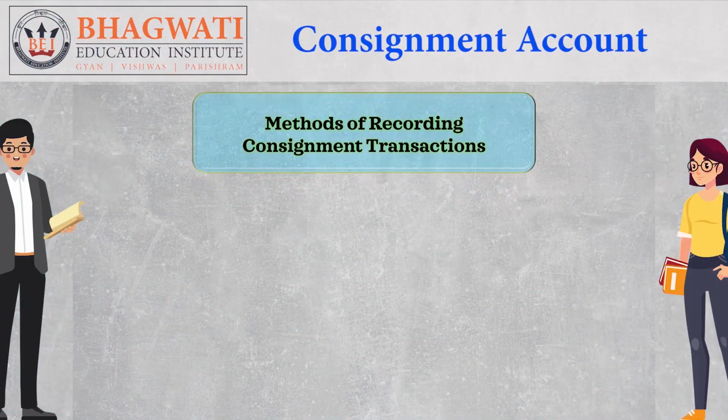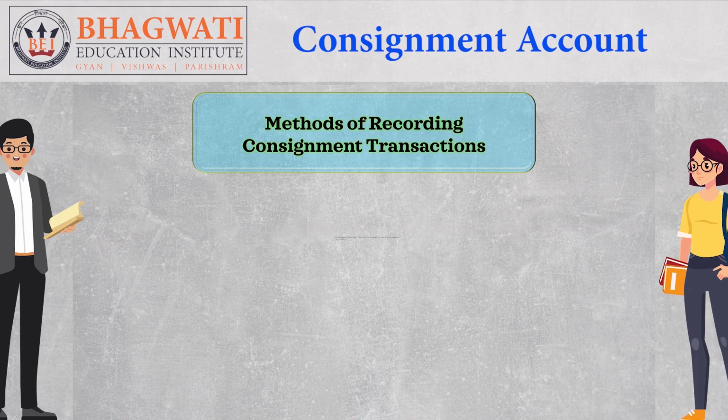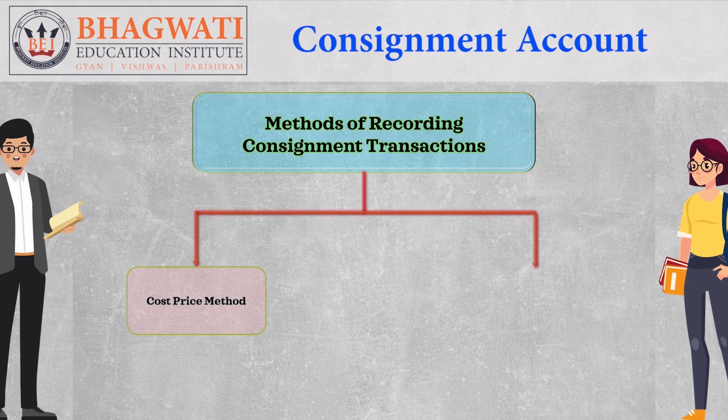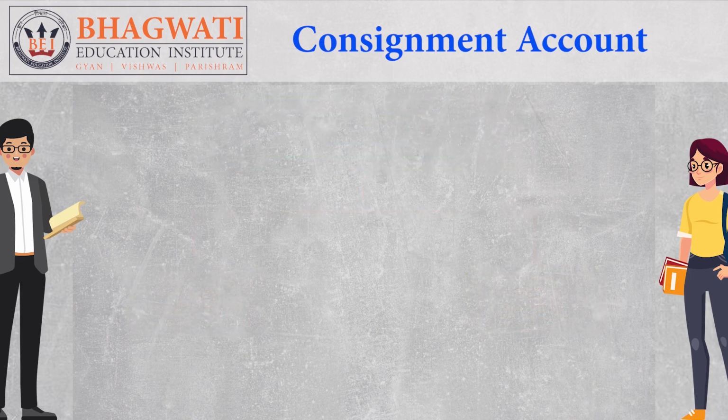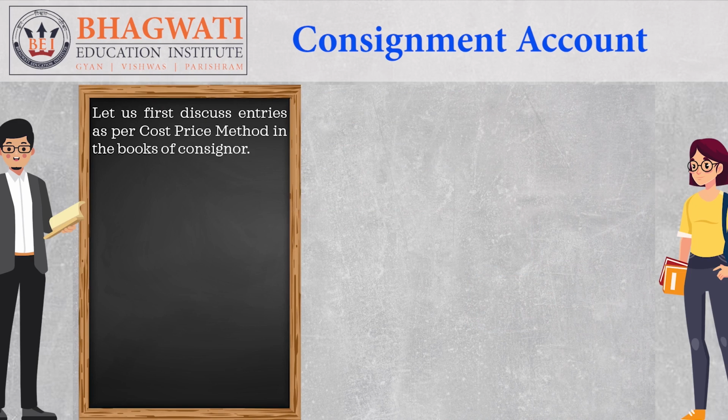Now let us discuss the methods of recording consignment transactions. In the books of consignor, we have two methods of recording consignment transactions. First one is cost price method and the second one is invoice price method. What the invoice price method is, we will discuss later on. Right now, let us start with the cost price method in the books of consignor.